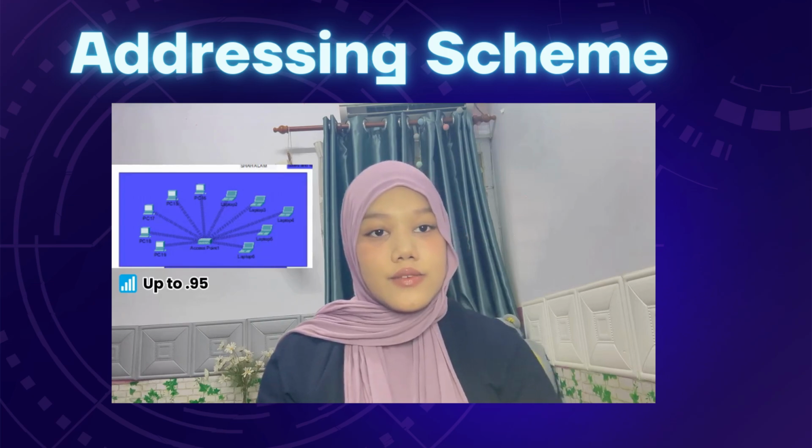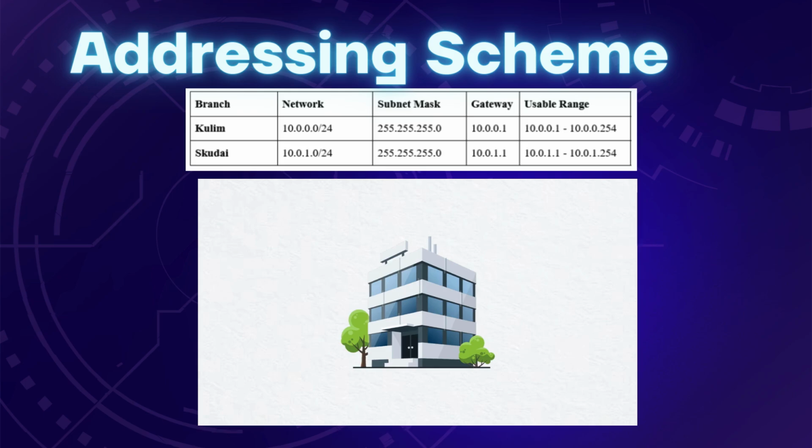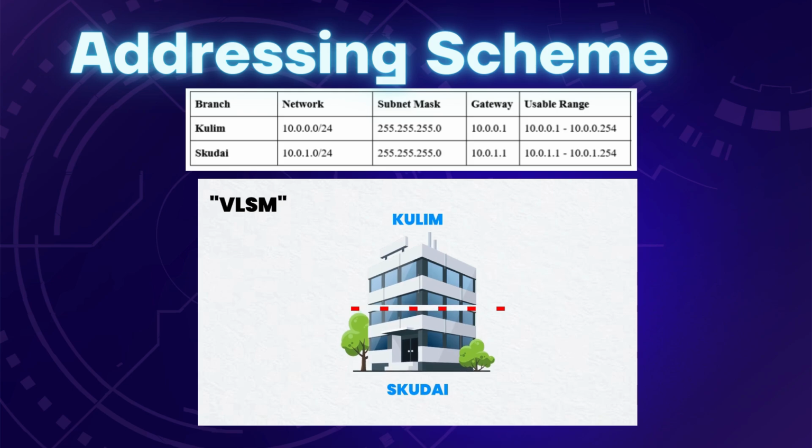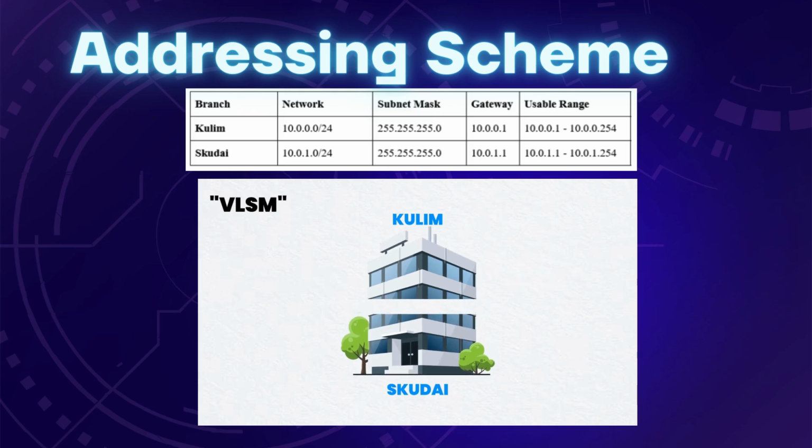Now, let's look at how we handle our branches. We were given a single large block. While this could hold over 500 devices, we need to divide it fairly and efficiently between Kulim and Skudai. We use VLSM to perform a surgical split. By increasing the subnet mask from /23 to /24, we essentially create 2 equal containers. Kulim received the first half starting at 10.0.0.0 and Skudai received the second half starting at 10.0.1.0.